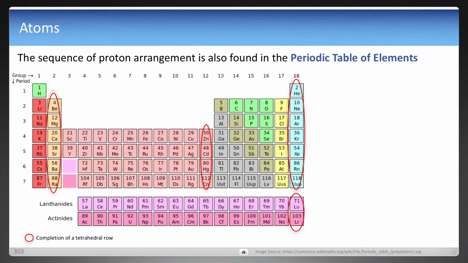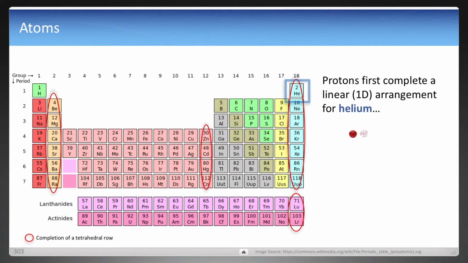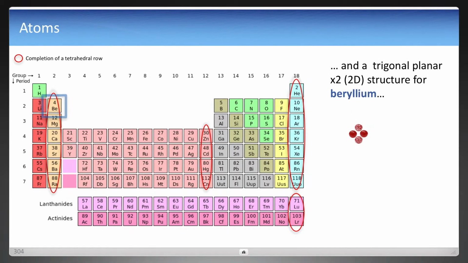And the red ovals that overlay the periodic table of elements are the completion of a tetrahedral row, which will be explained. Let's start first with helium. Hydrogen and helium appear at the top of the table and are unique. That's really the last one to complete a 1D, a linear structure, before completing a 2-dimensional structure here with beryllium.